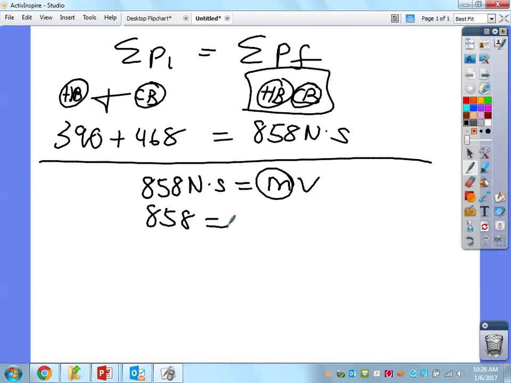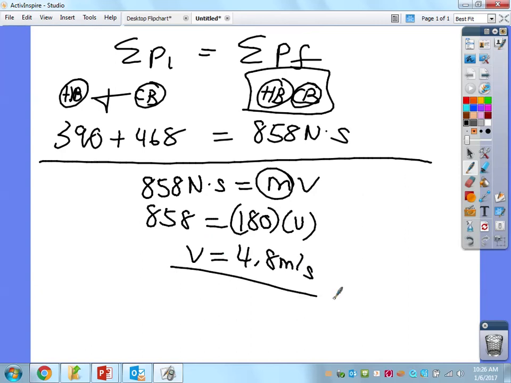858 will equal, I have to add the two masses together, is 180 times v, solve for the velocity. Hopefully it should be smaller because obviously we're adding more mass. So this comes out to 4.8, or actually it should come out in between them, 4.8 meters per second. It should come out somewhere between the two. Obviously it's like an average almost, not really. All right, but 4.8 meters per second. So that would be their final velocity together.